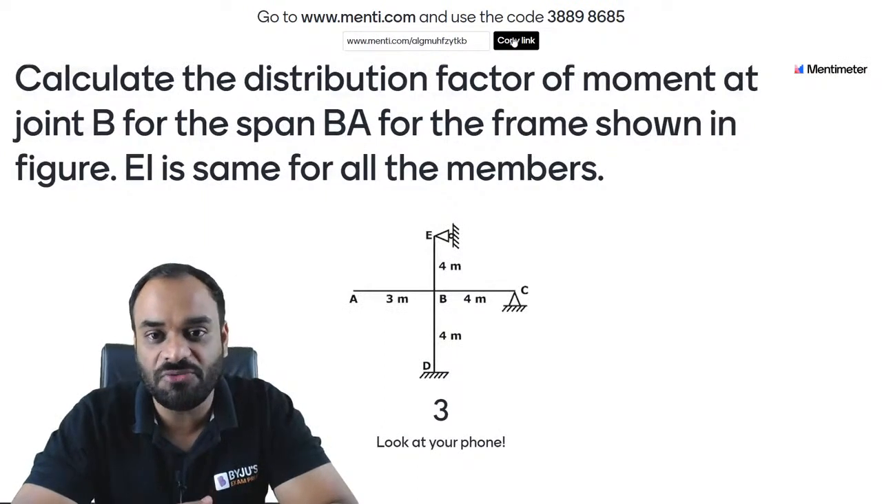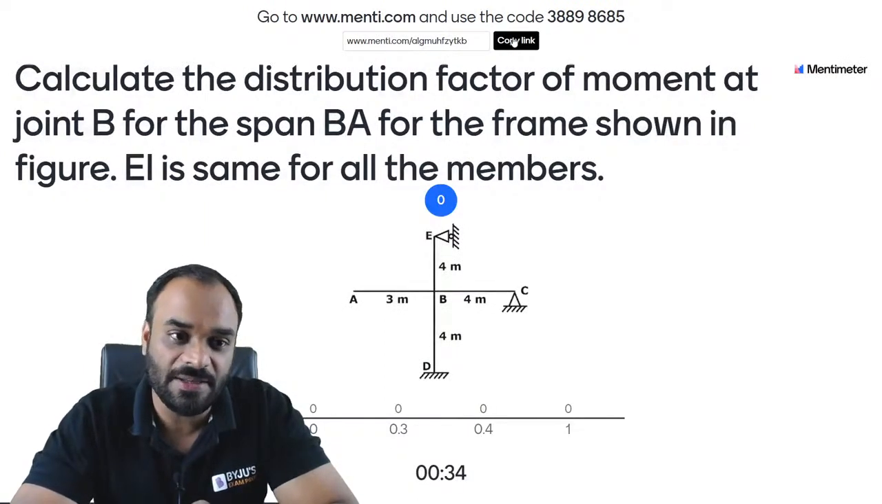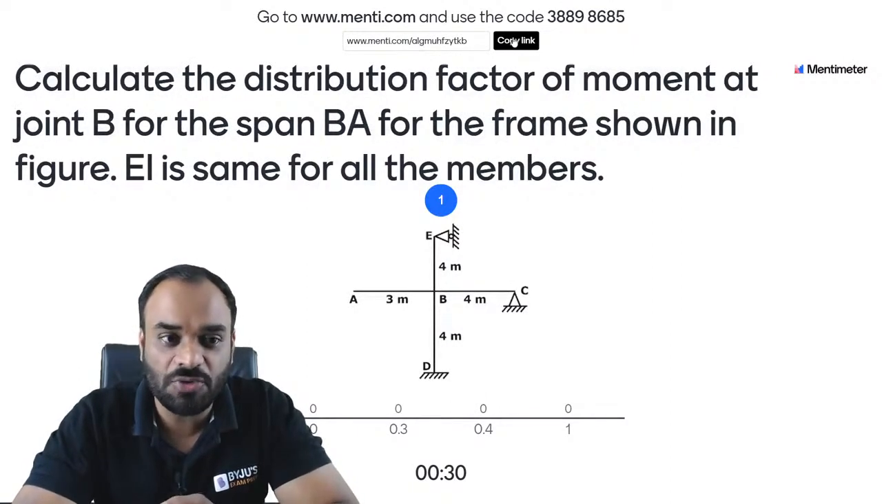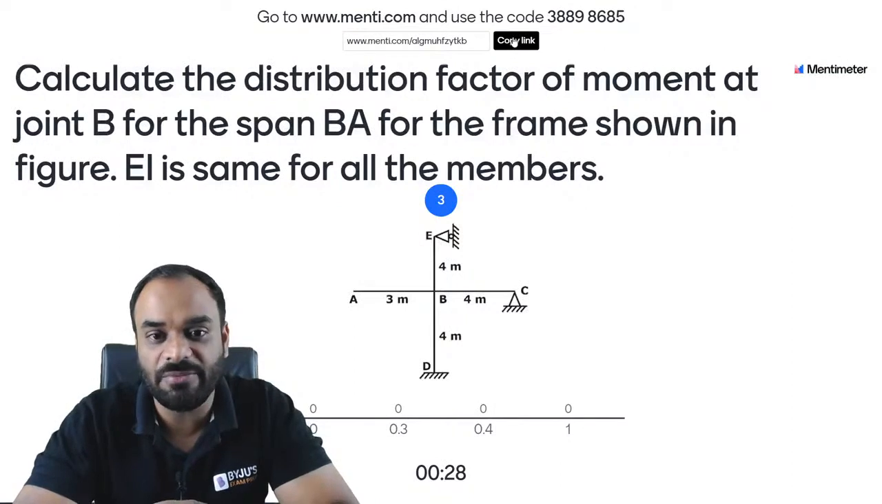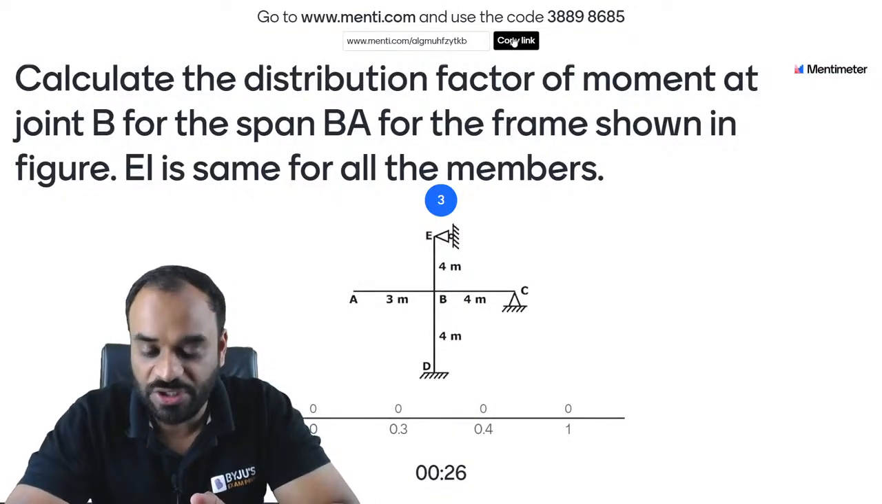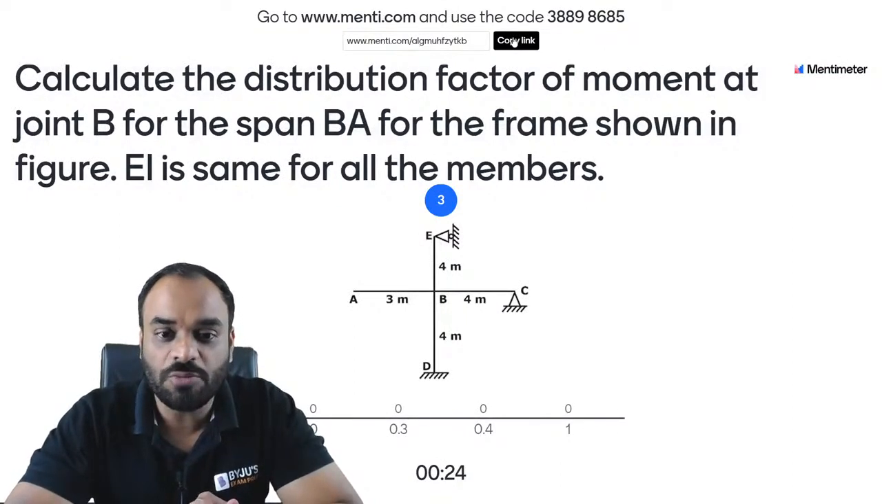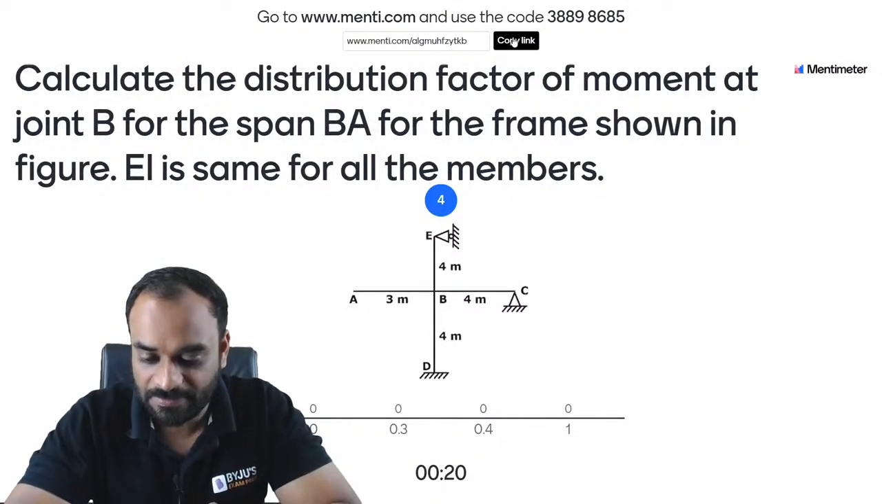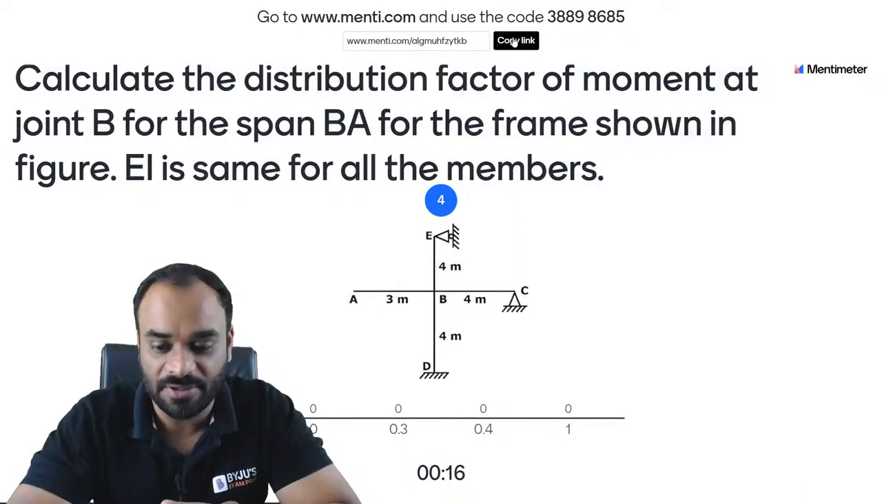Calculate the distribution factor of moment at joint B for the span BA for the frame shown in figure. EA is same for all the members, right? You need to tell me what should be the distribution factor for BA member. Distribution factor for BA member.